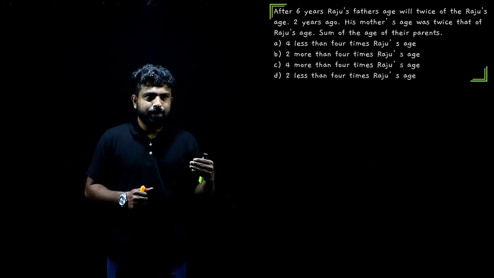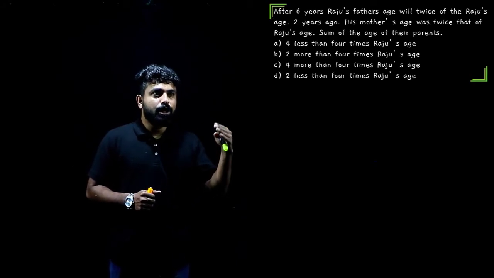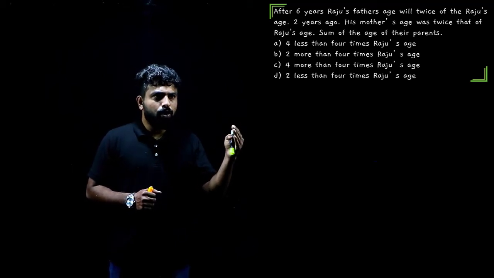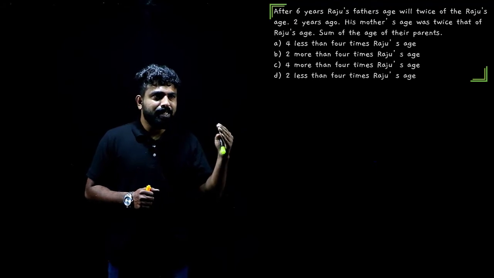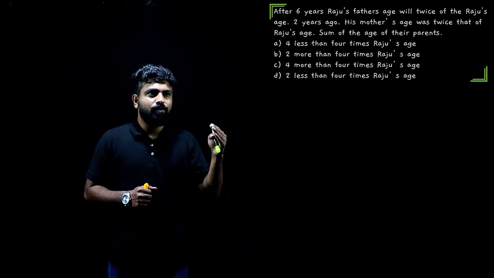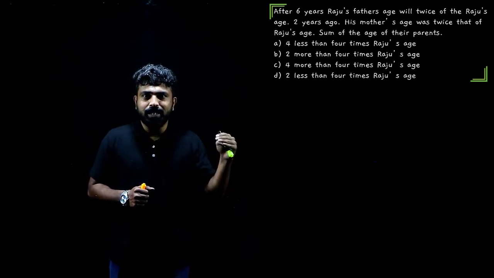Let us move on to our next question here. What does it say? After 6 years, Raju's father's age will be twice the age of Raju at that time. 2 years ago, his mother's age was twice that of Raju's age at that time. The sum of the ages of their parents is... So they are asking the sum of their parents' present ages.